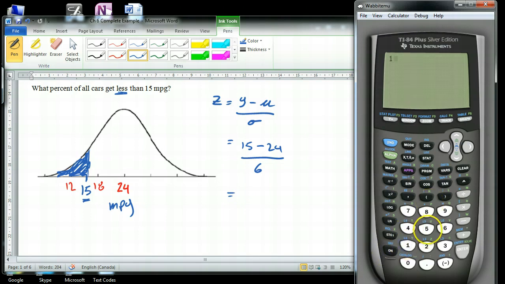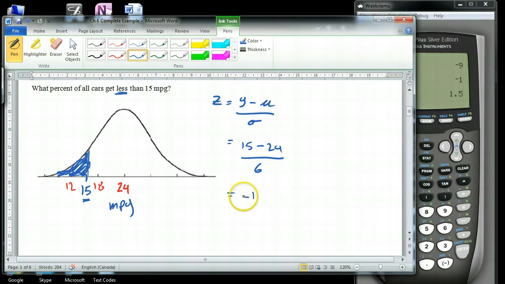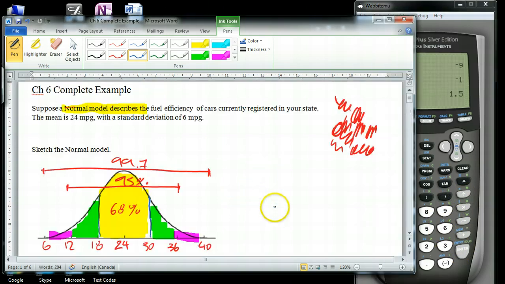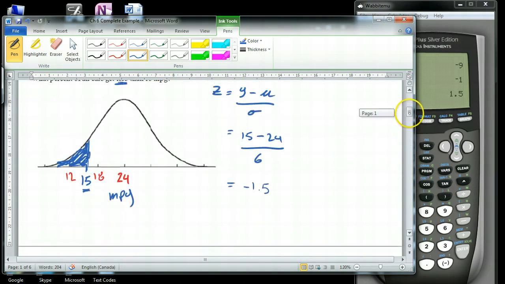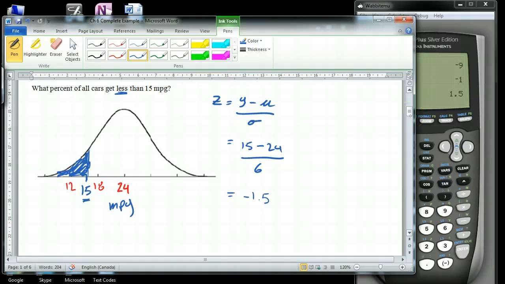Let me get my calculator here. We have 15 minus 24, divided by 6. So negative 9 divided by 6, and I get negative 1.5 as my z-score. So the z-score that's equivalent to 15 miles per gallon is negative 1.5.